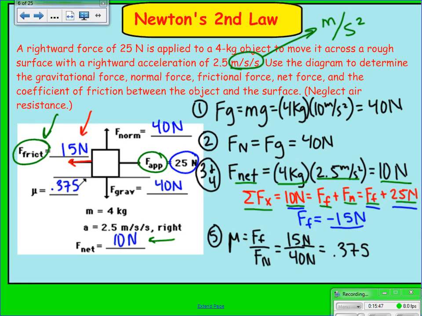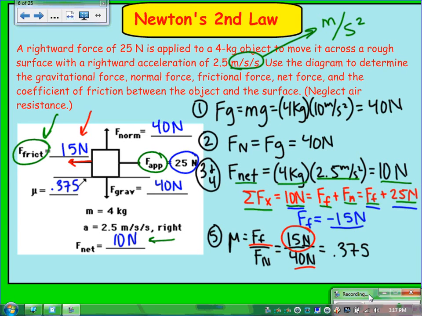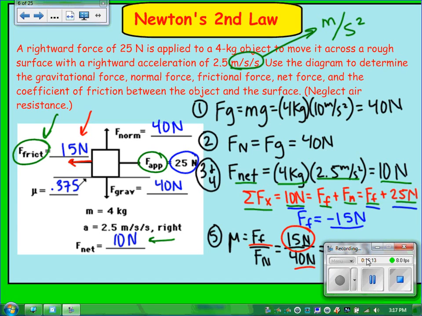Finally, number 5 wants me to figure out the coefficient of friction. And I know that coefficient of friction is force friction divided by force normal. Notice when I put in the force friction, I only put in the absolute value, since the coefficient of friction is never negative. So I just put in the 15, and I divide that by the force normal, which is 40, to get my coefficient of friction of 0.375. This concludes the video on the introduction to Unit 5 and Newton's second law.